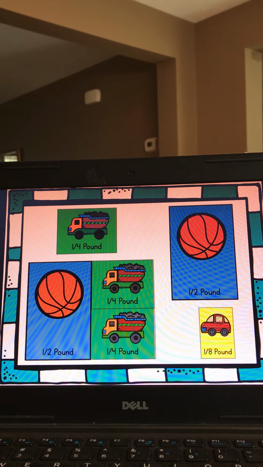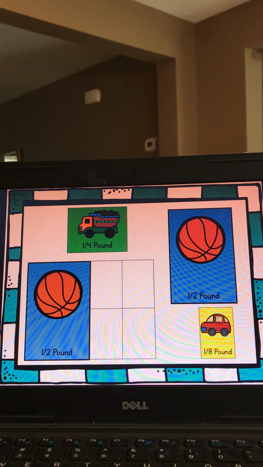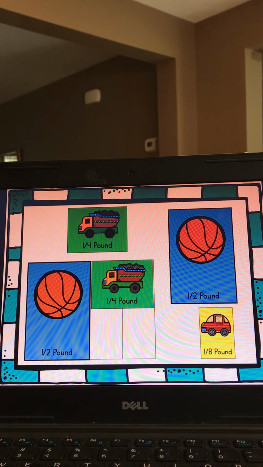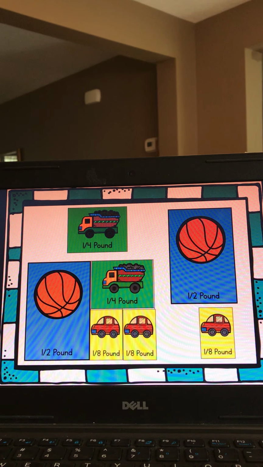Let's see what else we can add. I can do the basketball again, which is 1/2 pound, and then I have 4 remaining blocks to cover. I could put in the dump truck, which is 1/4 of a pound, which covers 2 of the 8 blocks, and add 2 cars. The 2 cars equal 2/8 or another 1/4 of a pound.